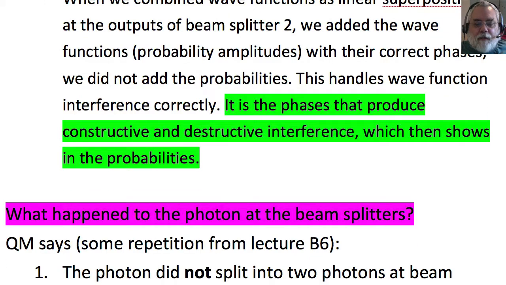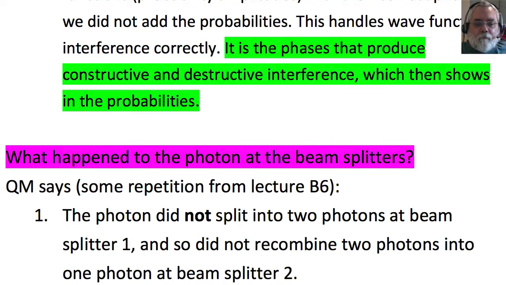Here's what quantum mechanics says. Some of this is a repetition from lecture B6, but I think it's worth repeating because this is some of the most important phenomena of quantum mechanics. The photon did not split into two photons at beam splitter 1, and so it did not recombine two photons into one photon at beam splitter 2.